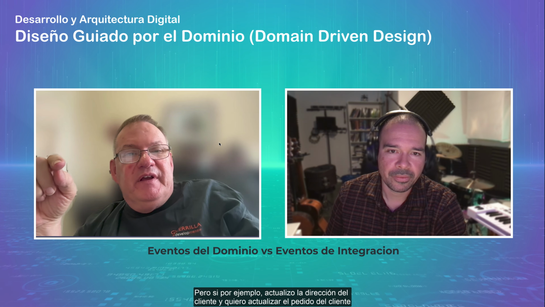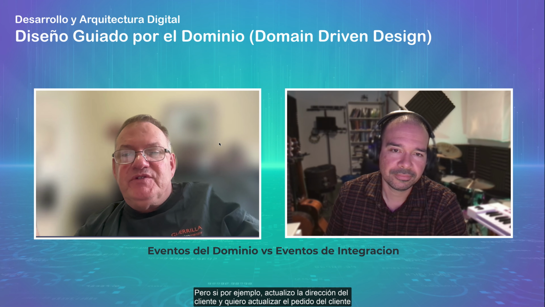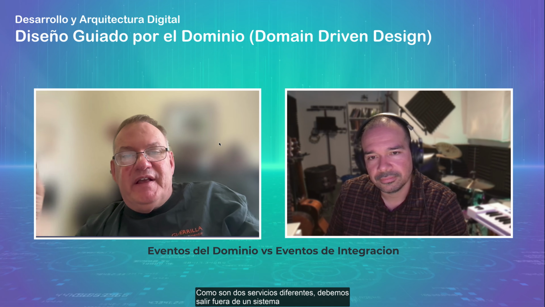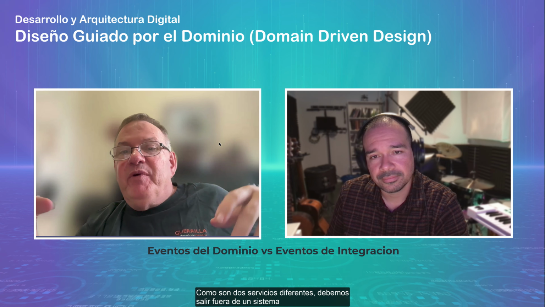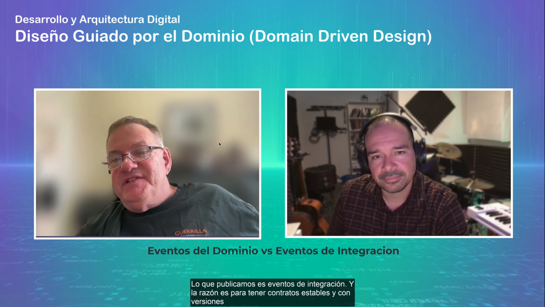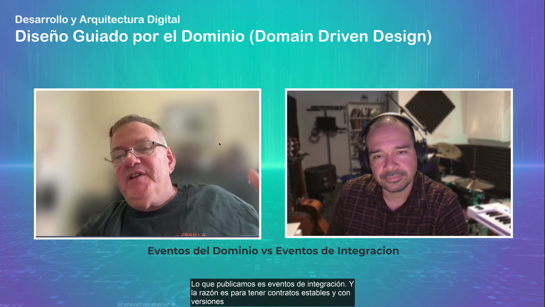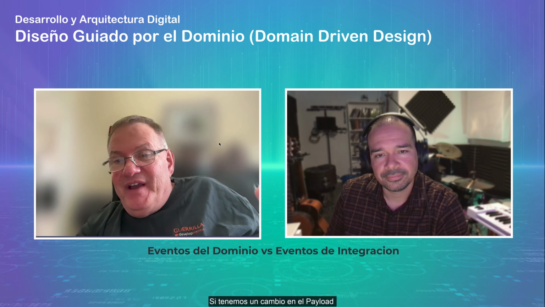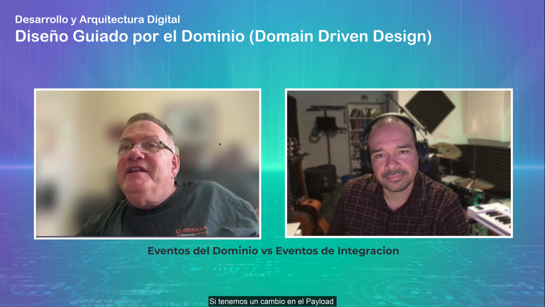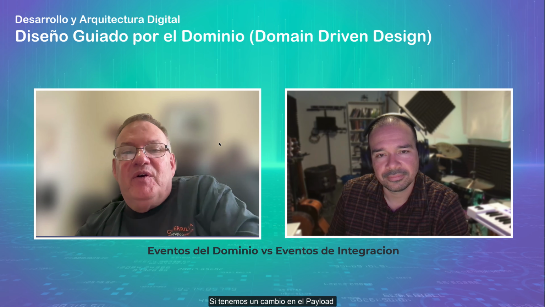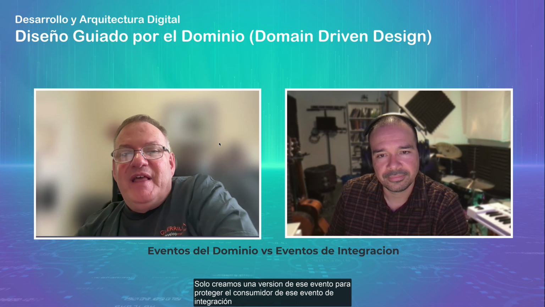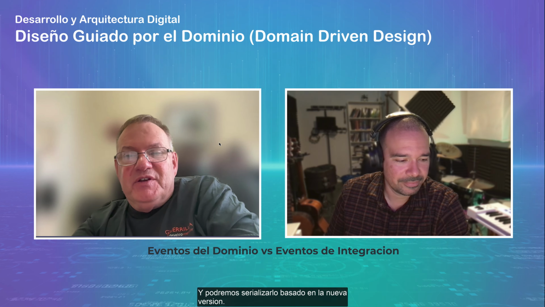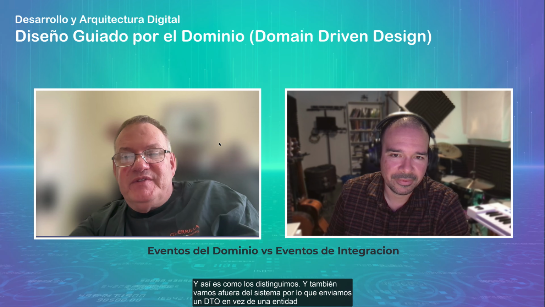However, if, for example, when I update a customer's address, I want to be able to update the address of the orders that belong to that customer, and those are two separate services, that's where you publish something over the wire, and what you publish is this integration event. And the reason we have it different is because you want your integration events to have stable contracts, and you want them to be versioned, right? So that if you introduce a breaking change in the payload, you just create a new version of that event, and that protects the consumer of that integration event from breaking. It'll be able to serialize it based on the new version. So that's why we distinguish.